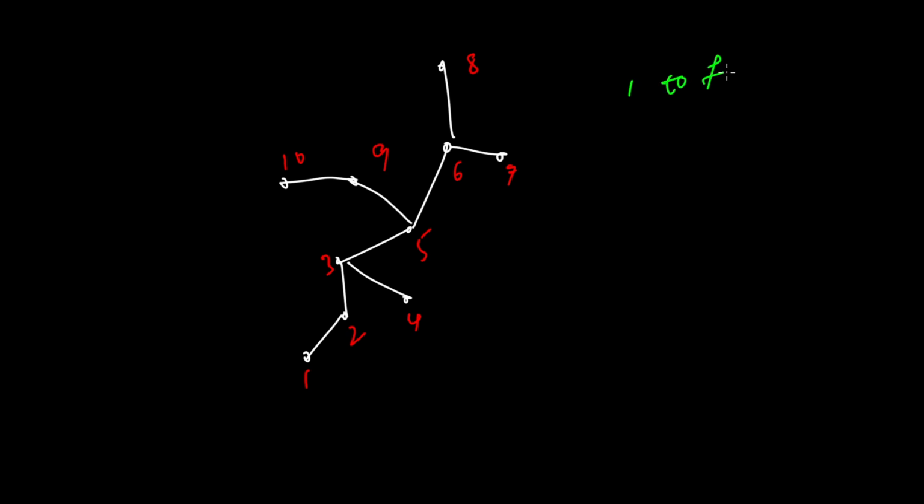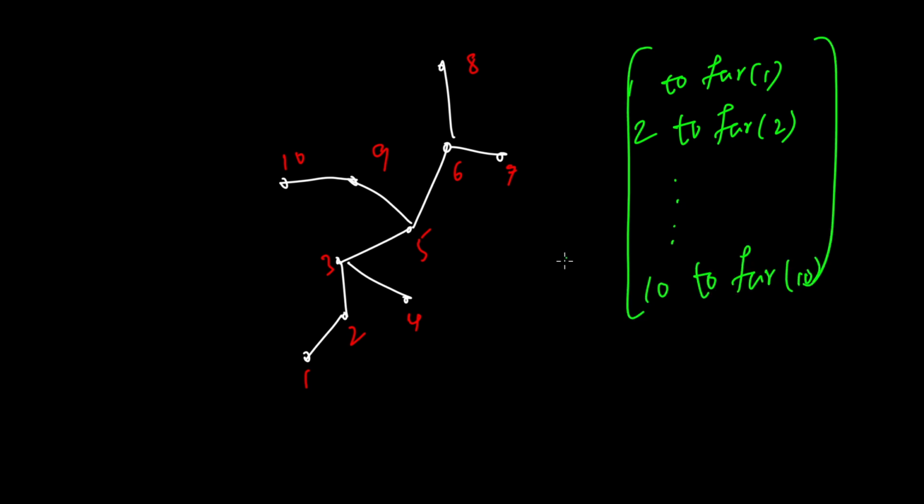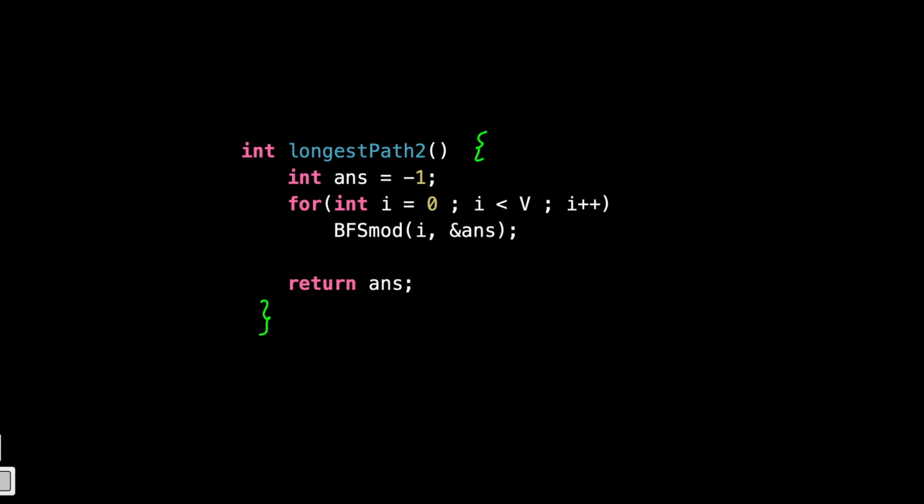So instead of calling BFS on every pair of vertices, if we modify BFS such that it finds the farthest node from a given node and calculates its distance, then the maximum of all these values is the answer. So the code looks like this. We are calling BFS on every vertex to find the farthest node from this vertex, and we are passing the reference of the answer variable, and we are updating the answer, and the modified BFS looks like this.